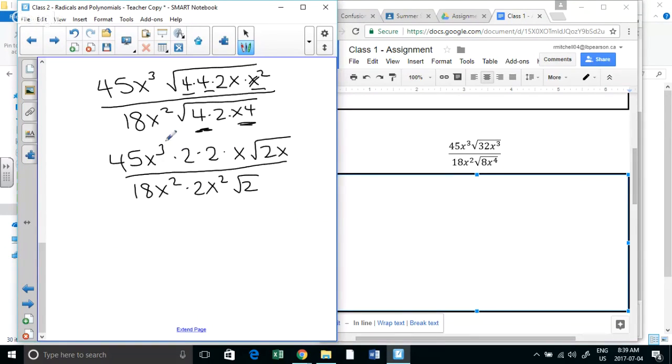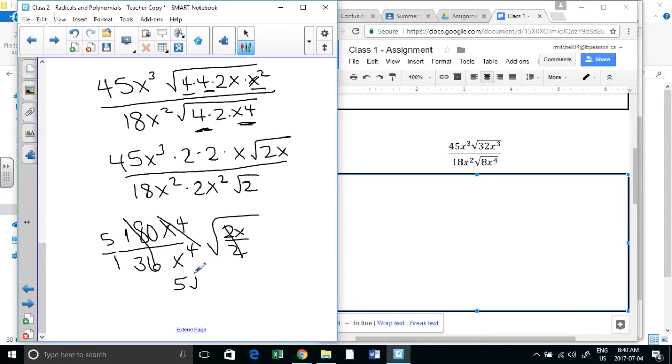Now you can start to cancel things out. So I have 1, 2, if we put this together, we have 180 over 180 over 36. And one big bracket here with the roots. So these go away. This reduces to 5 over 1. Here our 2's go away. So we have 5 root x.